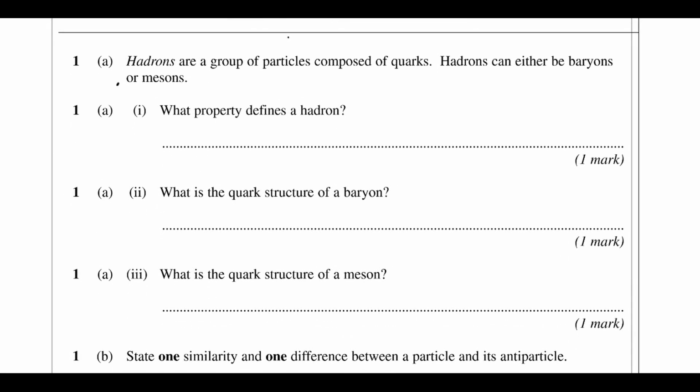So we've got hadrons are a group of particles composed of quarks. Hadrons can either be baryons or mesons. What property defines a hadron? A hadron's any particle that experiences the strong force. That's the key thing that features a hadron, because the opposite, leptons, can't experience the strong force.